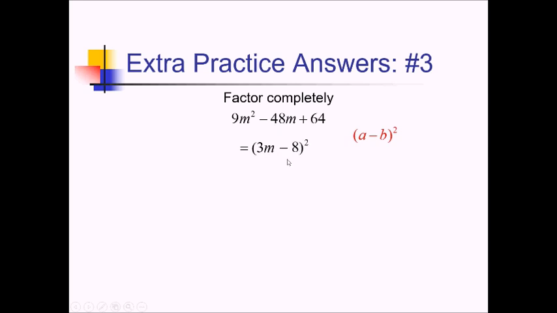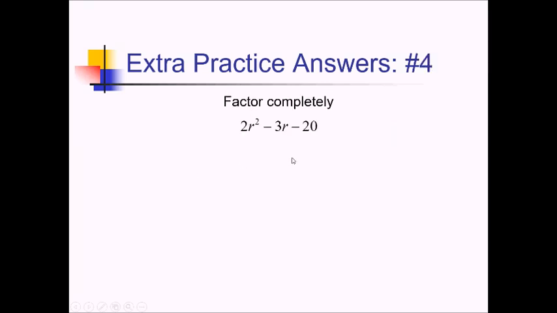Now let me double check just to make sure that that actually works. To do that, I have to multiply these terms together and double it to see if I get this middle term of 48m. So 2 times 3m times negative 8, what does that come out to? 2 times 3m is 6m. 6m times negative 8 is negative 48m. Since that matches the middle term I started with, that means this answer, 3m minus 8 quantity squared, is in fact the actual answer.